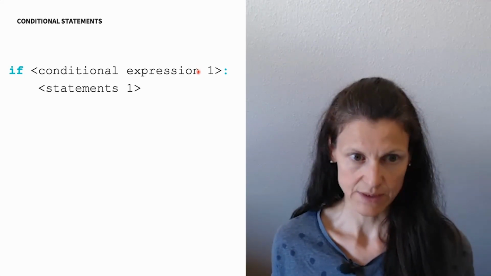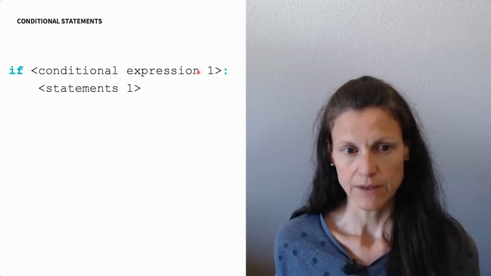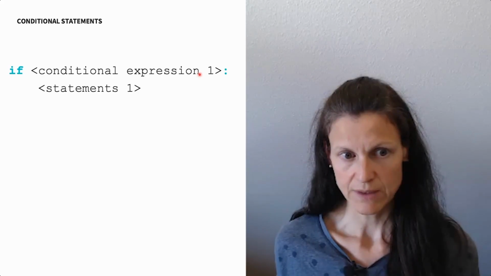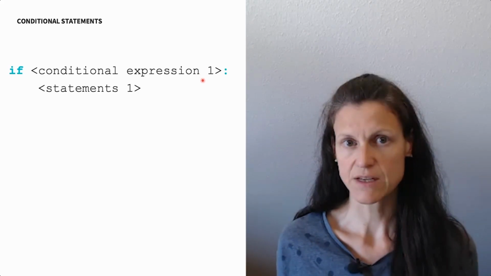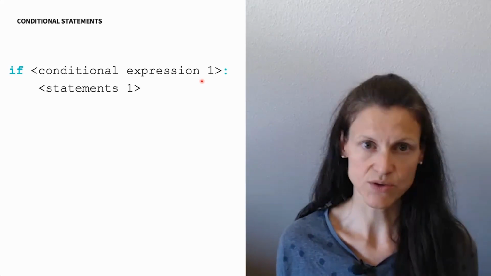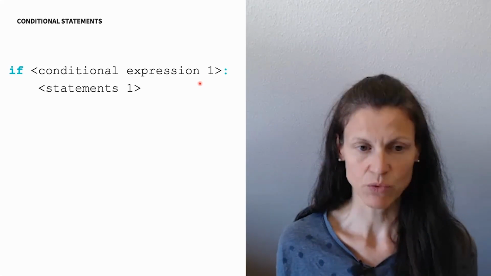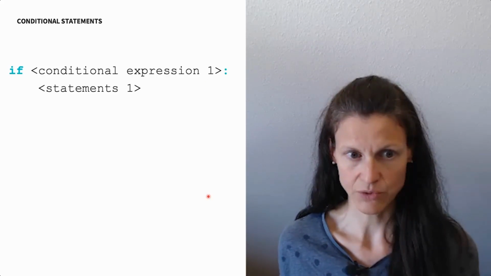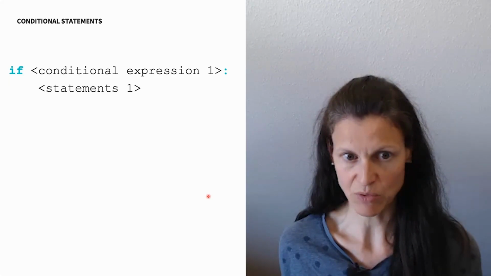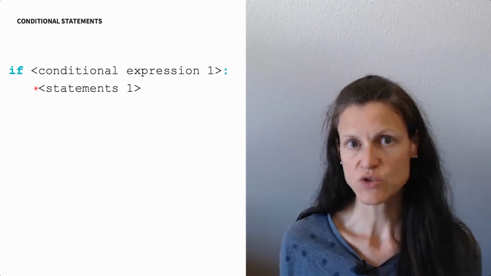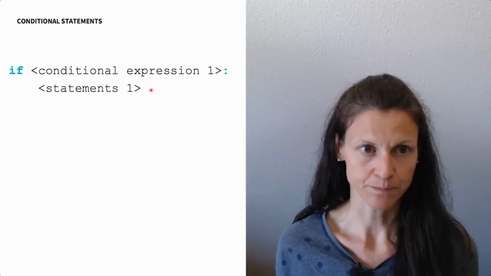Which is very important is that in Python, the statements here need to be indented. A standard indentation is 4 spaces. You can also use other indentations, but what is important is that all lines of code which belong to the statements block here all need to be on the same level of indentation.